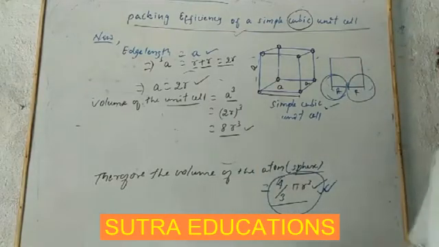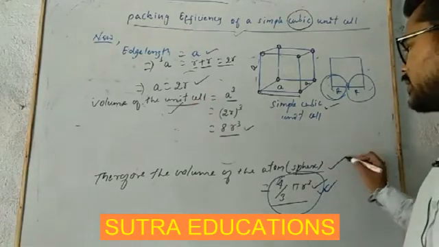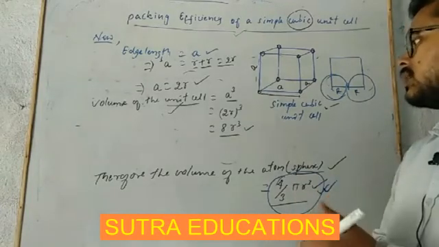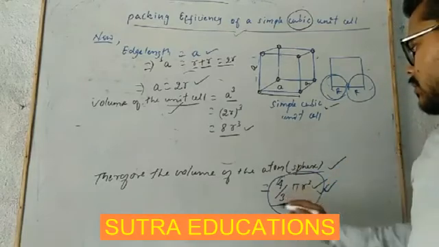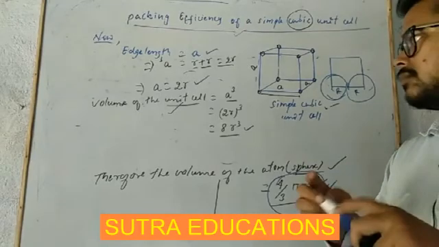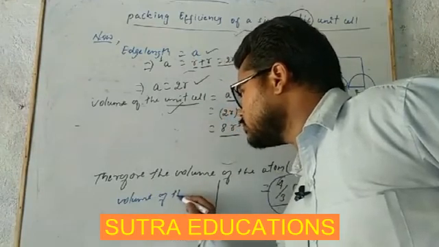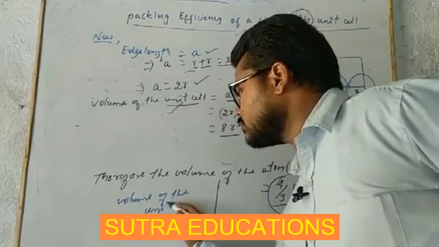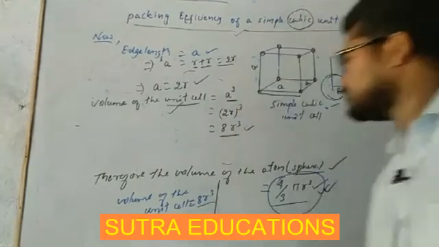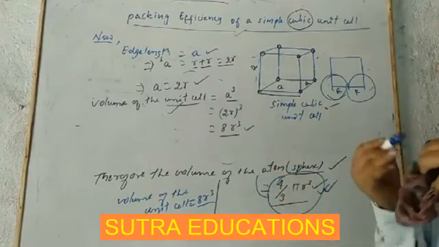We have two things, one is the volume of the unit cell and the other is the volume of the atom. Got it? So write here, volume of the unit cell is equal to 8R cubed. Okay, and the volume of the atom is 4 by 3 pi R cubed.